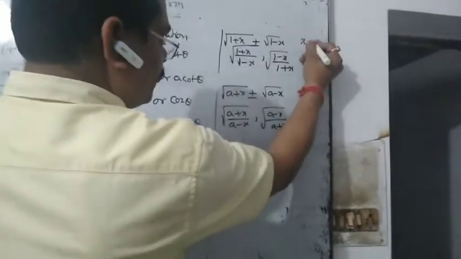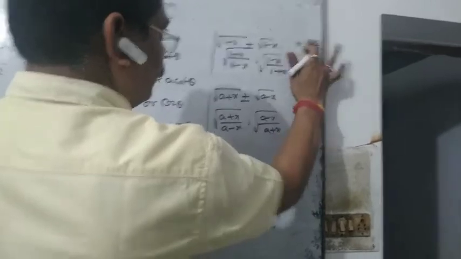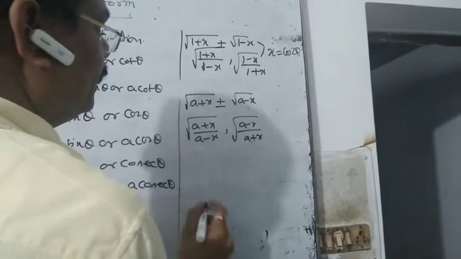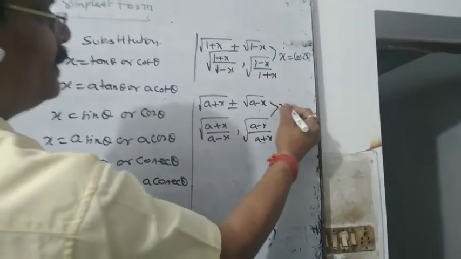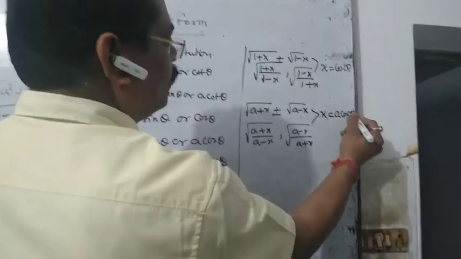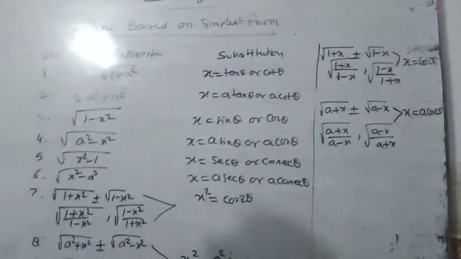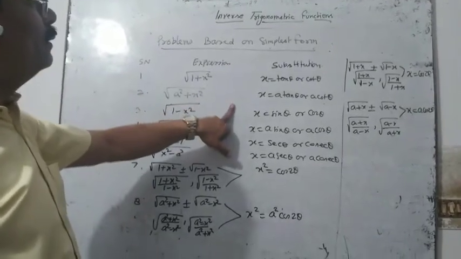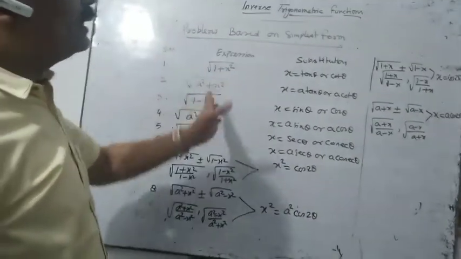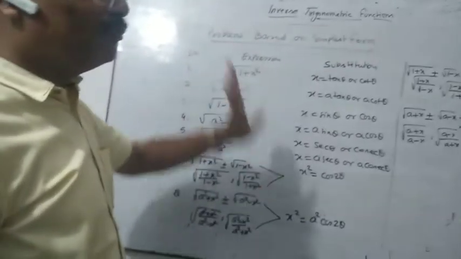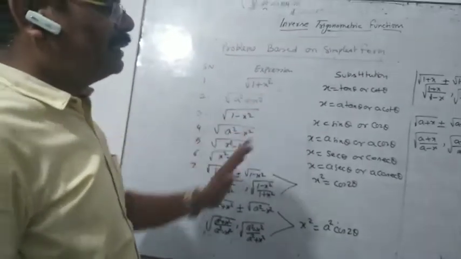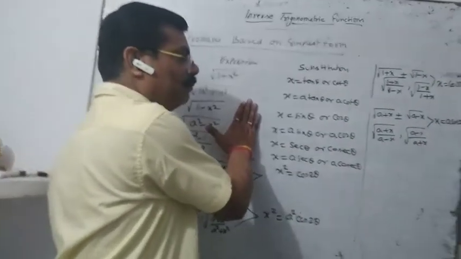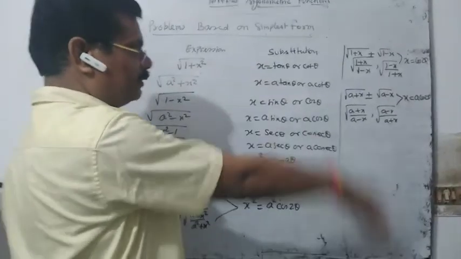Same for root of 1 plus x plus or minus root of 1 minus x: put x equal to cos 2 theta. Similarly, in the other case, put x equal to a cos 2 theta. So this is the basic form of substitution to convert an inverse trigonometric function into its simplest form. In this way, you can change the question into the simplest form, and further you can apply differentiation and integration also. Thank you.